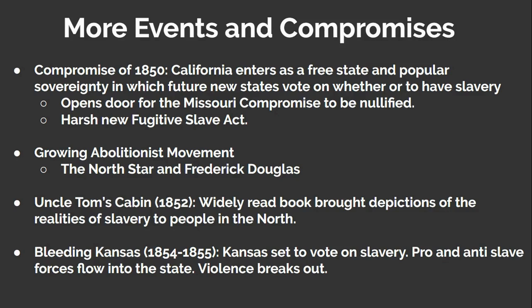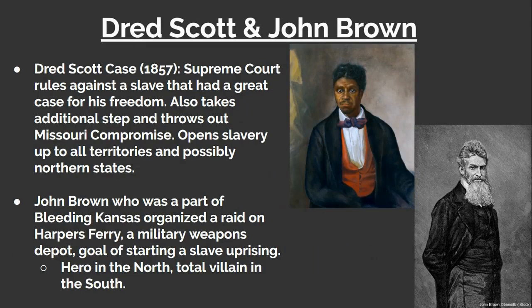Now, the people in the North felt this vote should never even happen because of the Missouri Compromise and that this should be a free state. So what happens is pro and anti-slave forces from across the United States flood into Bleeding Kansas, and you get some violence breaking out and even some small-scale battles. Then we get Dred Scott and John Brown.